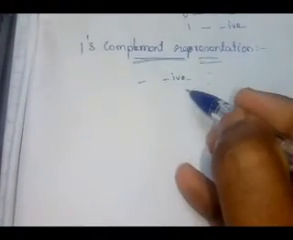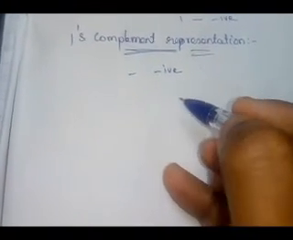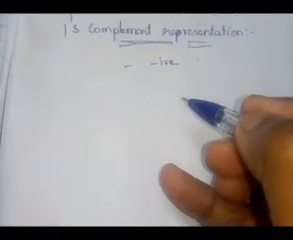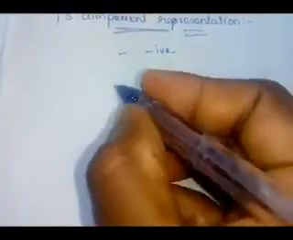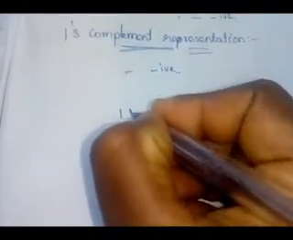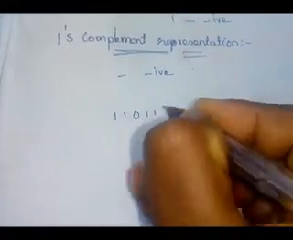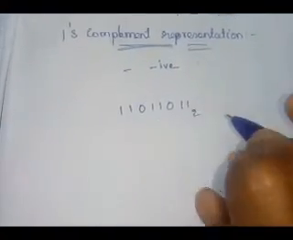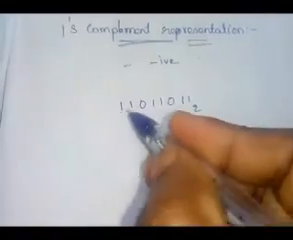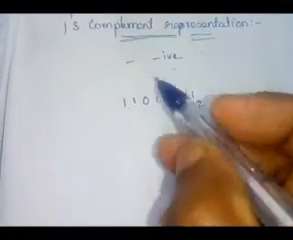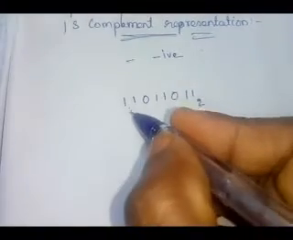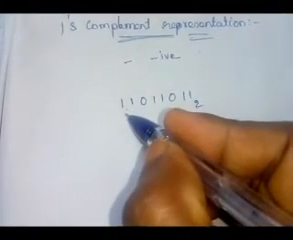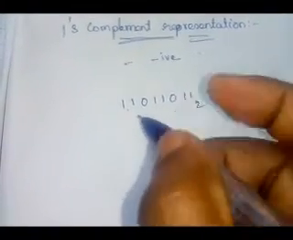All zeros we want to change into 1, and all 1s are changed into zeros. I am taking one number, 1 1 0 1 1 0 1 1. This is one binary number. We want to take the 1's complement of this number. How? All zeros we change into 1, and all 1s are changed into 0.